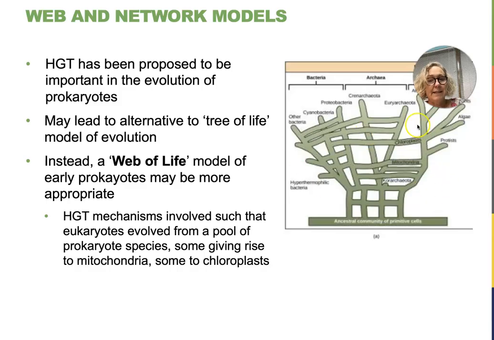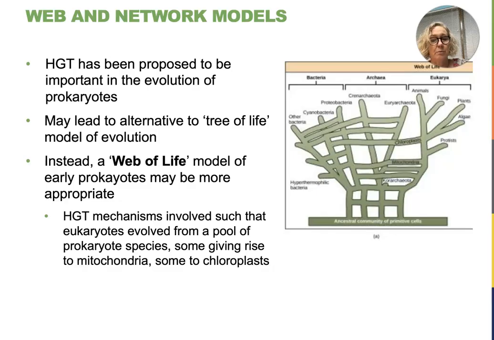This makes these phylogenetic trees a little bit more complicated, right? In reality, it looks more like this and doesn't look like the pretty neat cladograms that we would like you to believe. It looks more like a web of life because you've got horizontal gene transfer mechanisms involved such that eukaryotes evolved from a pool of potential prokaryotic species. So it makes it a lot uglier than we would like to believe.